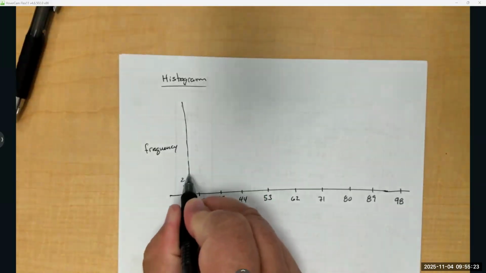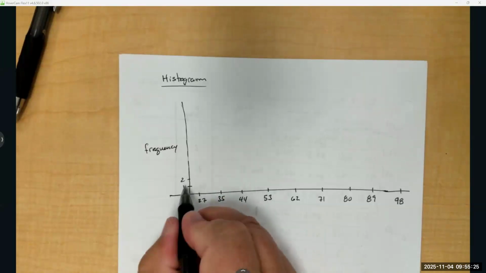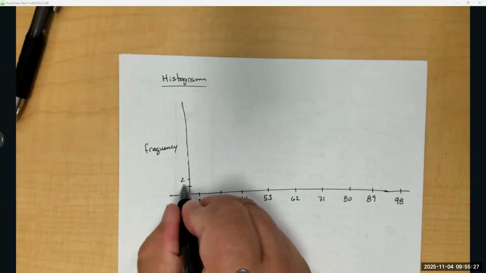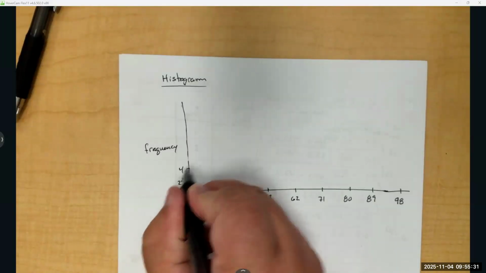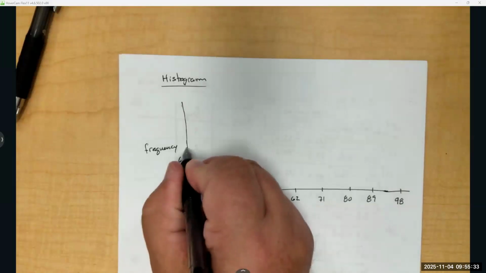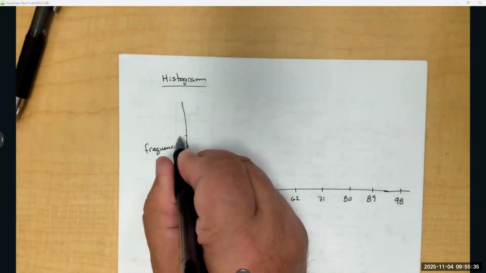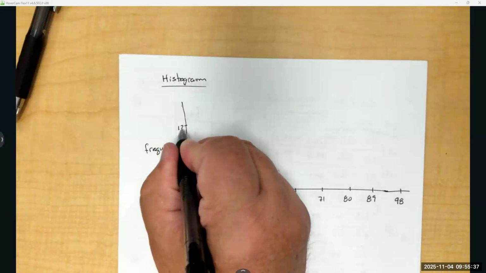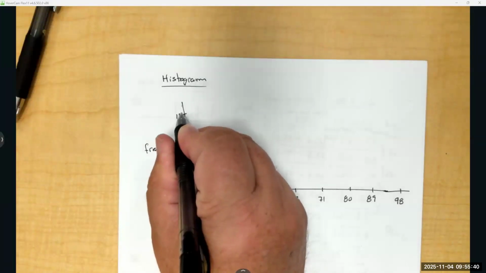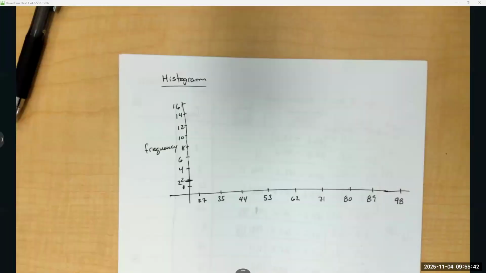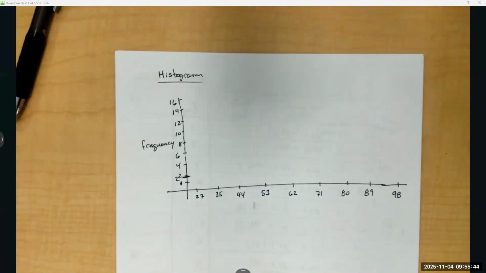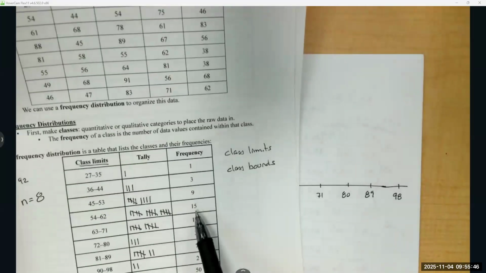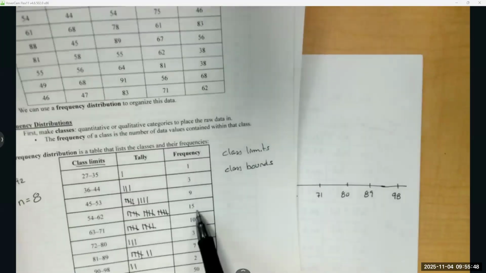One, two. Our largest, well, I would do everything then. 2, 4, 6, 8, 10, 12, 14, 16. The reason being because our largest frequency in our data set was 15 units large.